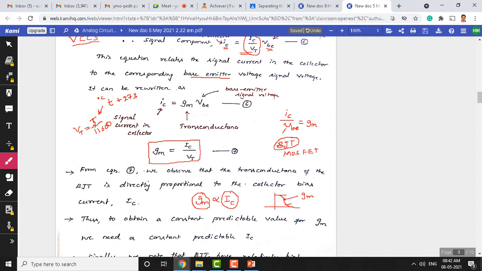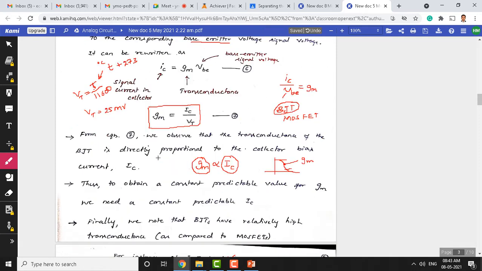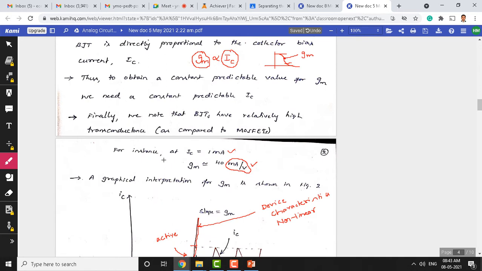If the input signal is less than this VT, at room temperature, say 27 degrees Celsius, the VT value is going to be around 25 millivolt. Then we must apply an input signal which is very much less than that, and then the circuit can be called small signal approximation.